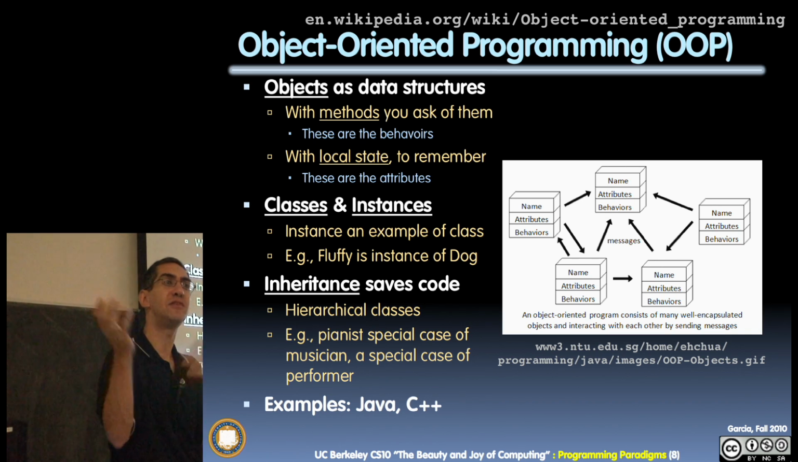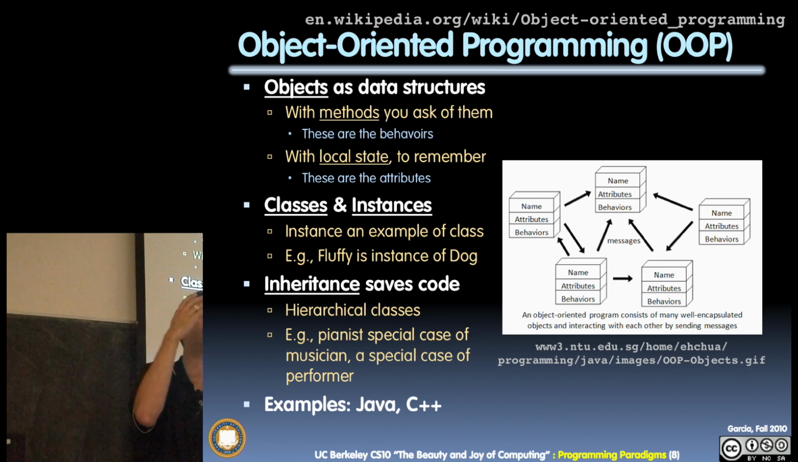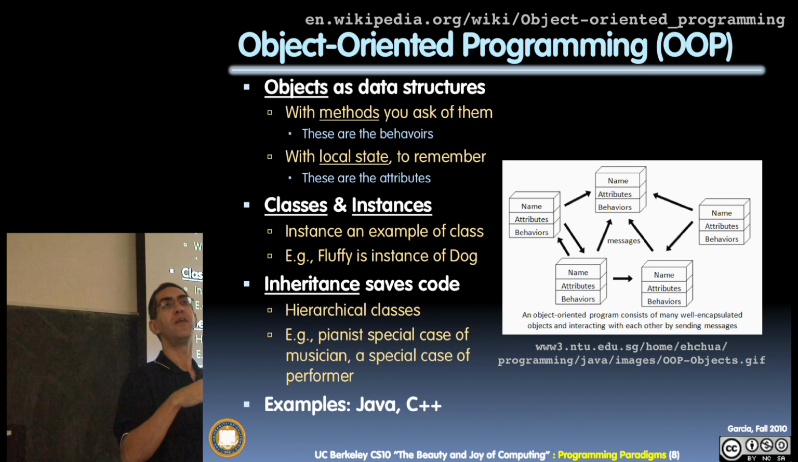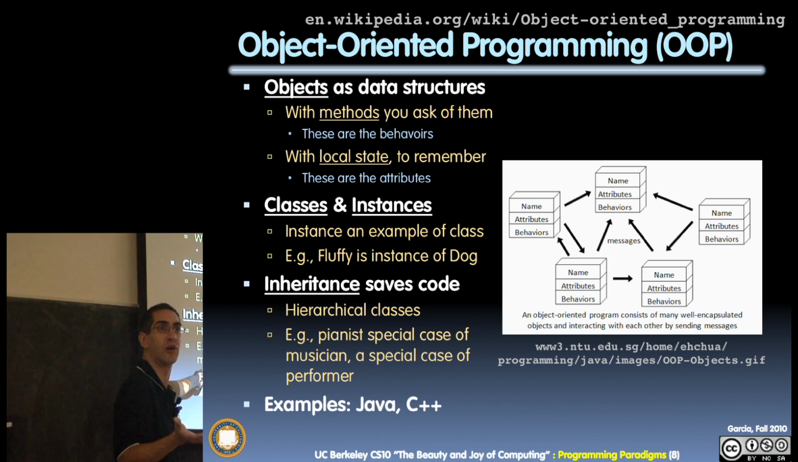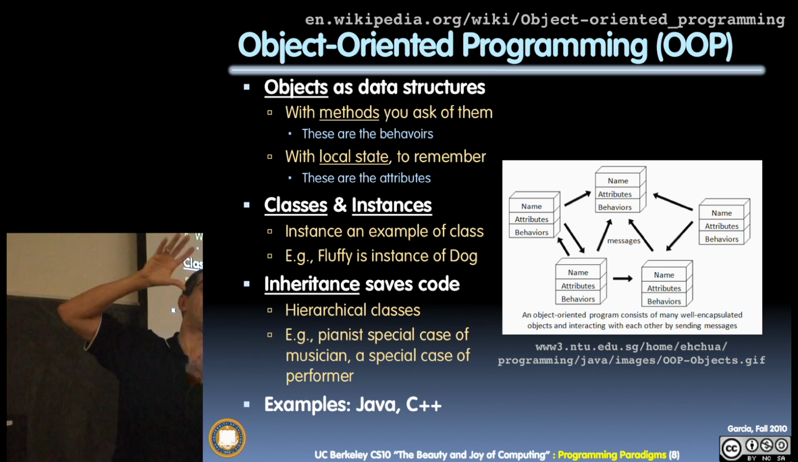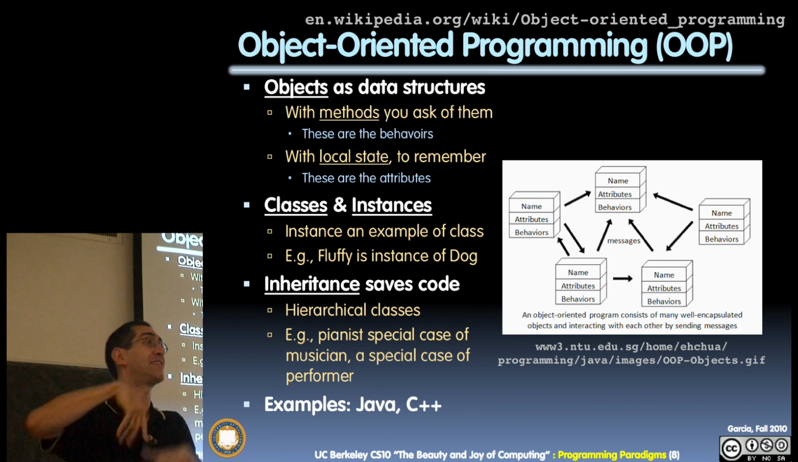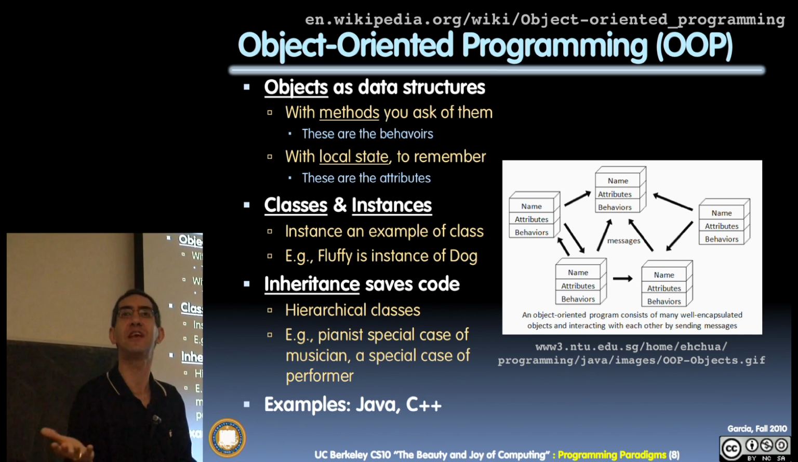So all these things can be shared. Rather than having to implement for a particular pianist, hey, tell me your name, and the pianist knows how to say their name, the pianist doesn't have to do that because the pianist is a special case of a musician. Musicians can also say their name. So can performers. So can people. So let the people class deal with how to say your name. And if you're a person, you know how to say your name, right?